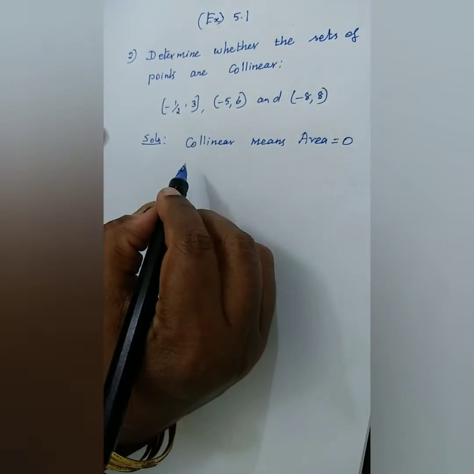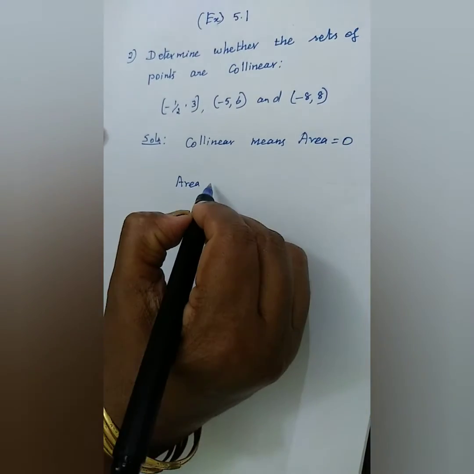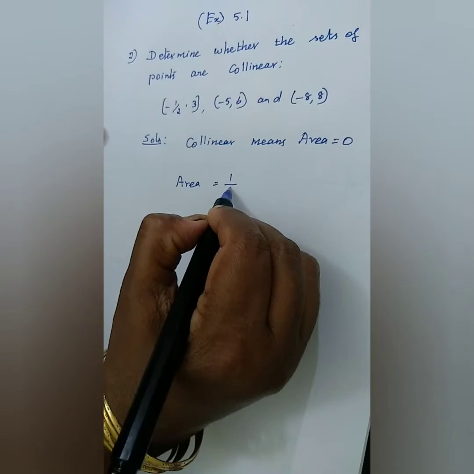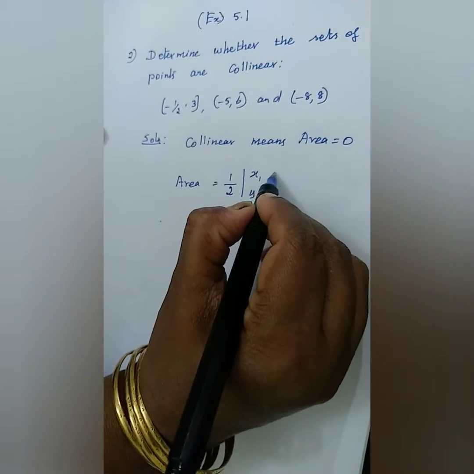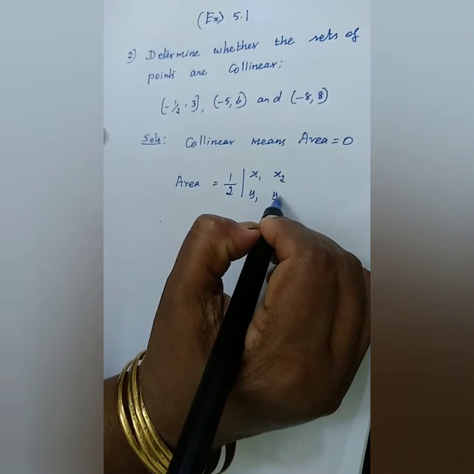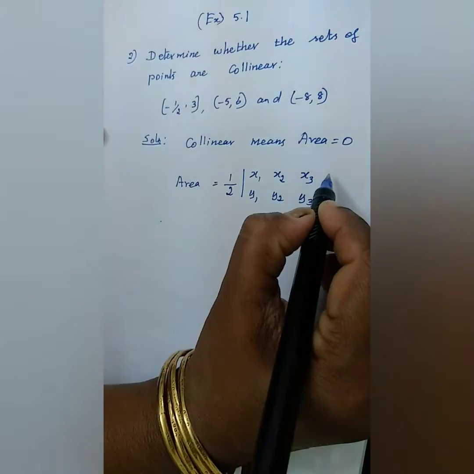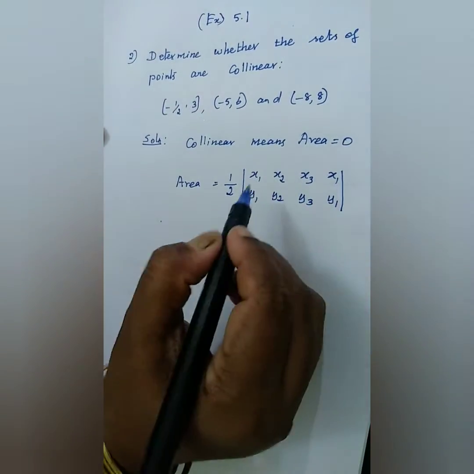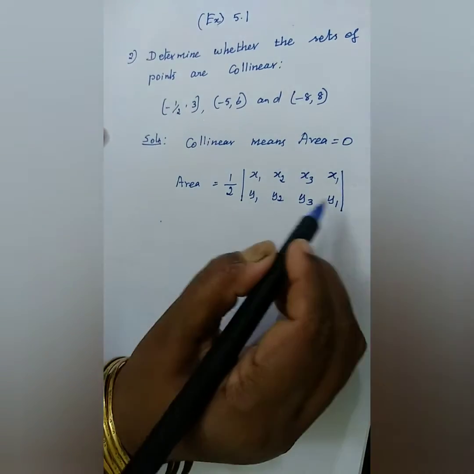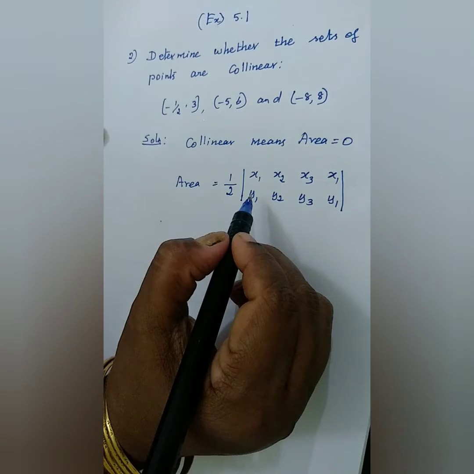I'll write the formula. Area is equal to half into x1 y1, x2 y2, x3 y3, then again x1 y1. This is the formula to find out area. Why do we put this symbol? Because area should not be negative.